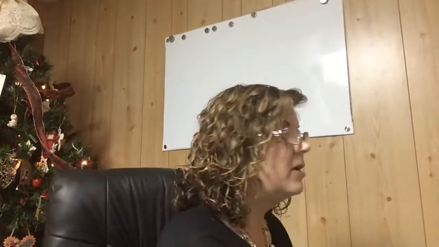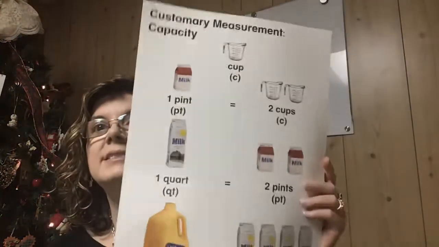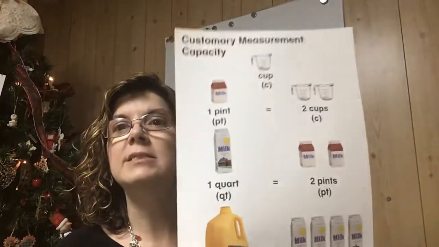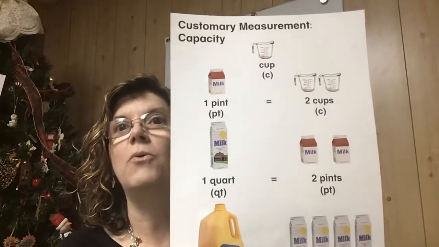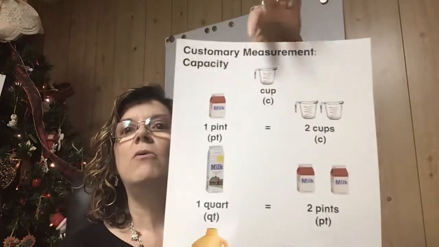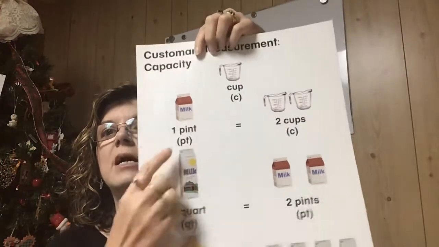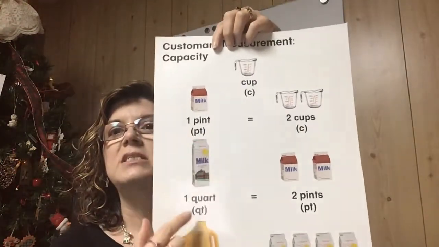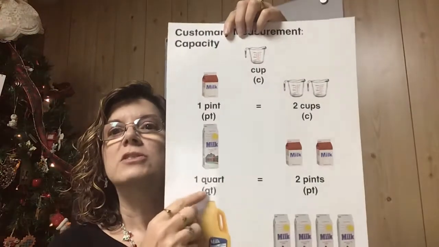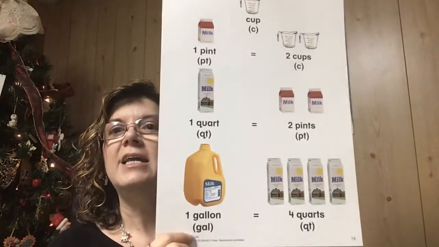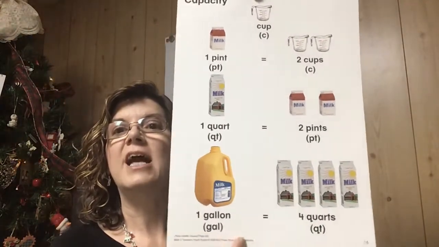Today we are moving on to measurements of capacity. Capacity means how much a container can hold. So we're going to be learning about the cup, which the abbreviation for cup is C, pint, which the abbreviation is PT, quart, the abbreviation is QT, and gallon, the abbreviation is GAL.